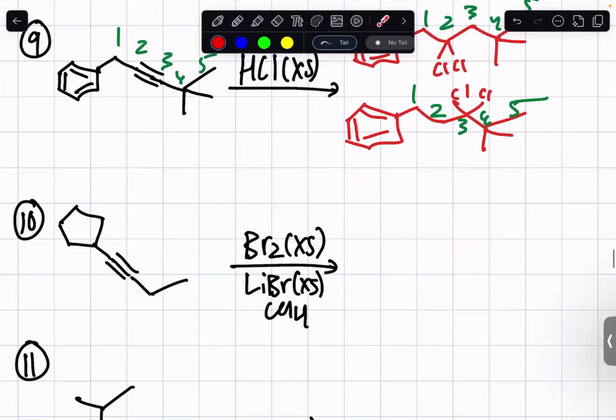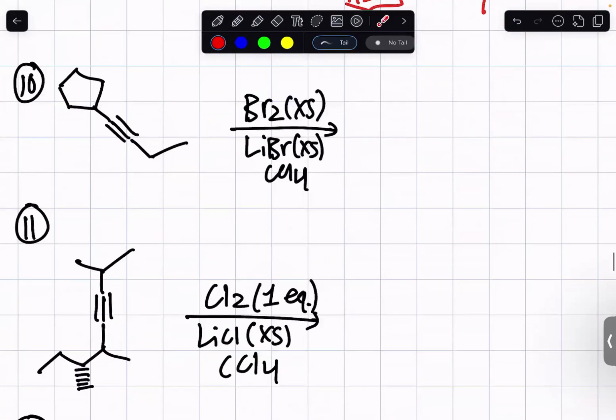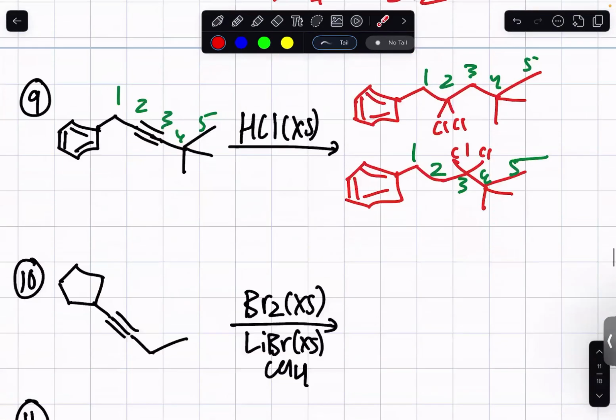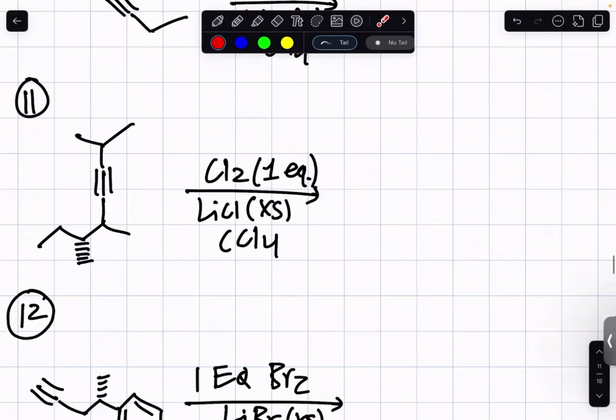Okay. Now for this one we did 10 already. Yep. Okay. Now 11. For this one, with 1 EQ of Cl2, what would the product look like? And what would the stereochemistry be like as well?